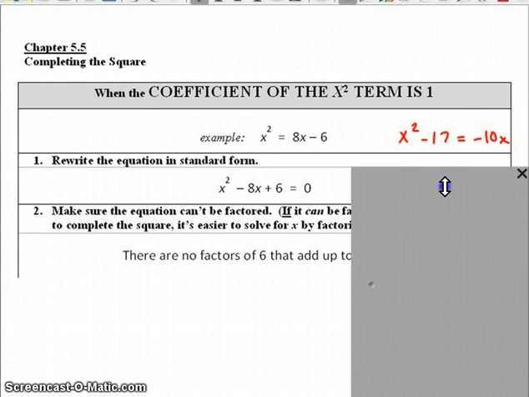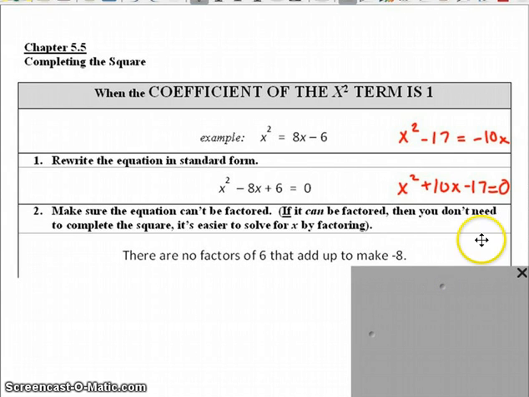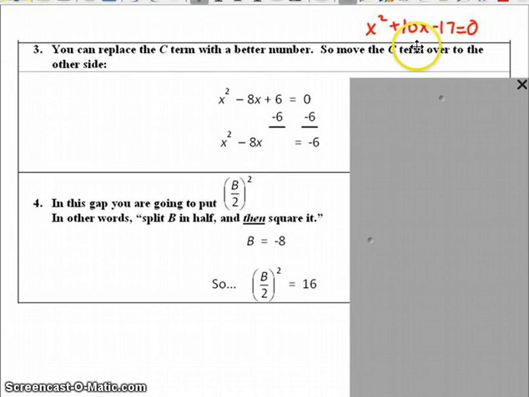Okay, I'm going to assume that you did that. The first step was to get it all together in standard form, so I've rewritten it this way. Second is to make sure, as it says here, that it can't be factored. Well, there really aren't any factors of negative 17 other than 1 and negative 17 or negative 1 and 17. Neither of them adds up to 10, so I'm safe there. So I go on to the next step.